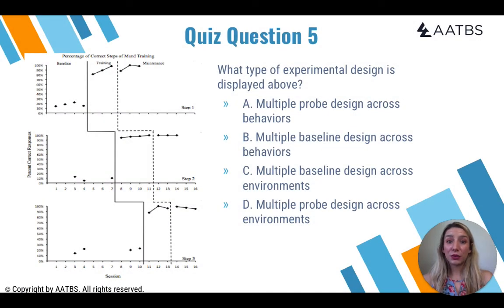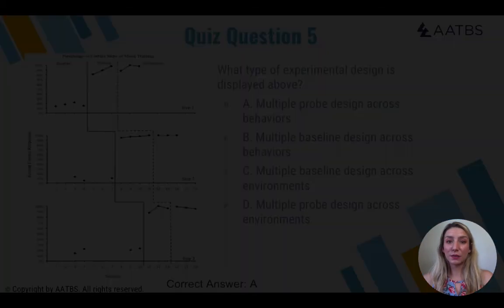So what are we thinking for question 5? What type of experimental design do we have here? Multiple probe across behaviors, multiple baseline across behaviors, multiple baseline across environments, multiple probe across environments. What did you guys get? The correct answer is A. This is a multiple probe design across behaviors.